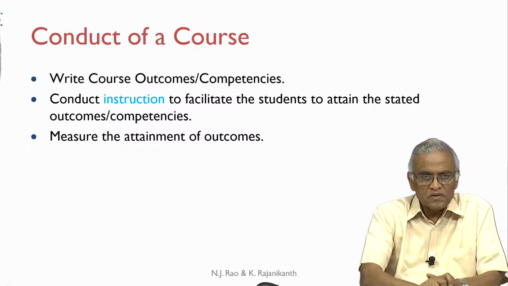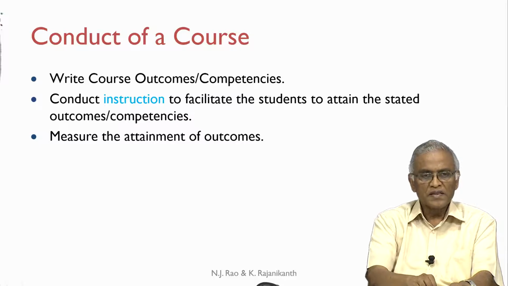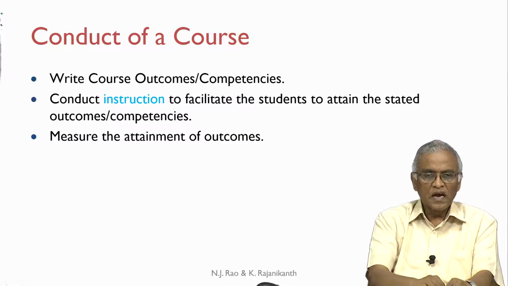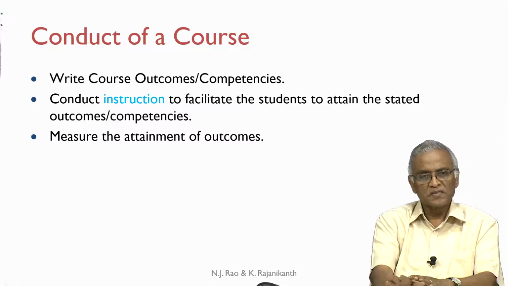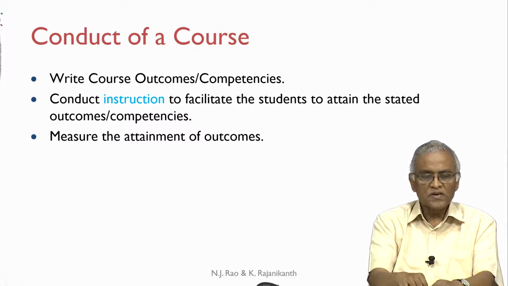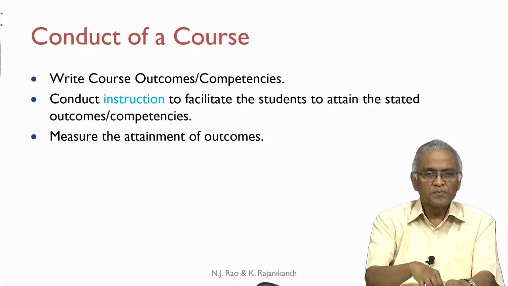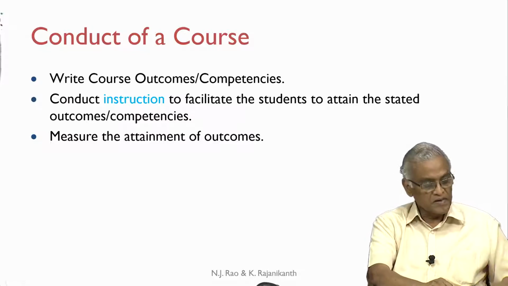Now how do we conduct a course? We write course outcomes and competencies and conduct instruction to facilitate the student to attain the stated outcomes. That is a sequence. And then we measure the attainment of outcomes, and many times we do it as we go along through assignments and the class tests, and finally we will do an end semester examination. So we are conducting instruction, and as we go along in a semester we keep measuring the attainment of outcomes. So that is a sequence of conducting a course.